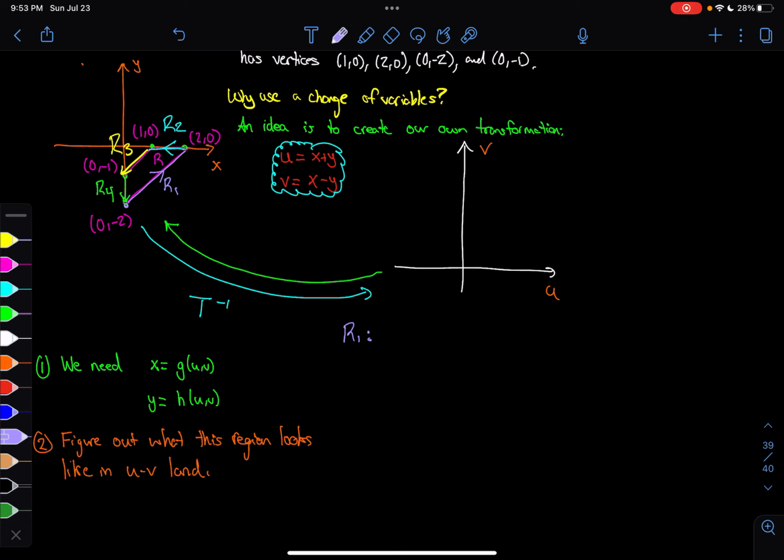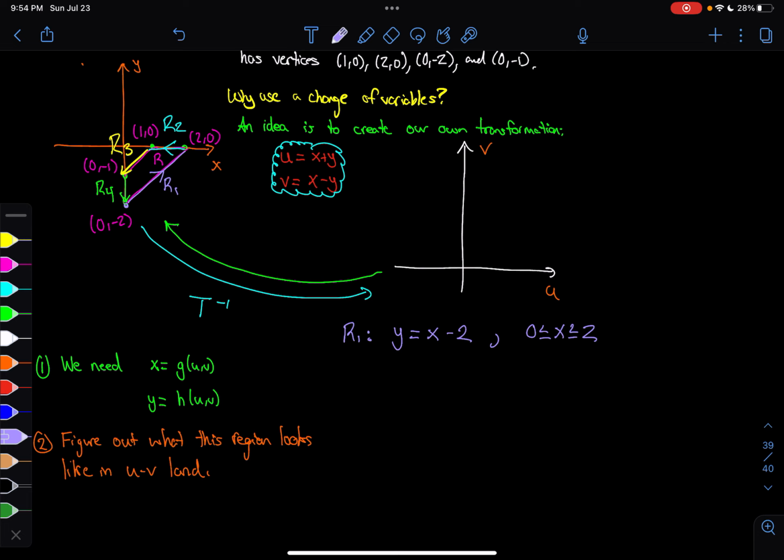Well, R1 happens to be the line y is equal to, well, it's actually just equal to x minus 2. Now, how did I come up with that? Because I'm a mathematical genius, because it's a straight line, and I know how to come up with the equation of a line going through 2 points, easy peasy, okay? So that's the line y equals x minus 2, where x goes from 0 to 2.